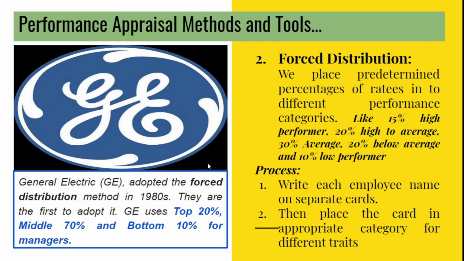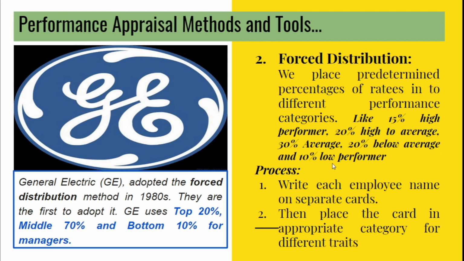They were the first one to adopt it. Jack Welch, who was the chairman and CEO of General Electric at that time, wanted to reduce the company's workforce. And by using forced distribution, he regularly cut down employees' number by firing poor performers.